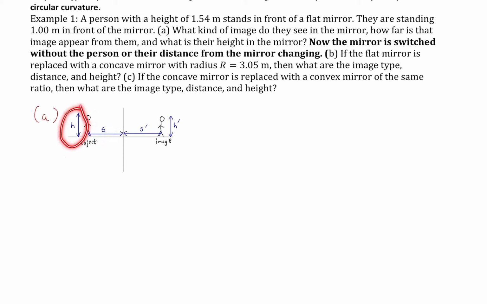They have a height H. Here's their image with the image distance and the height, right? Doesn't it look like S equals S prime and H equals H prime? Well, it sure does because they should. All right, so they see a virtual upright image. We know that without any equations because that's always the case for flat planar mirrors.